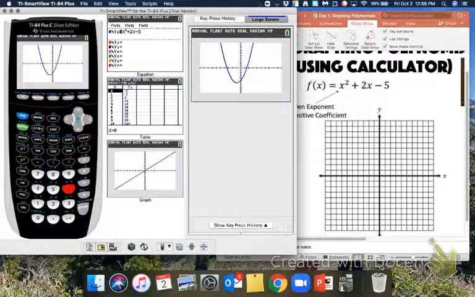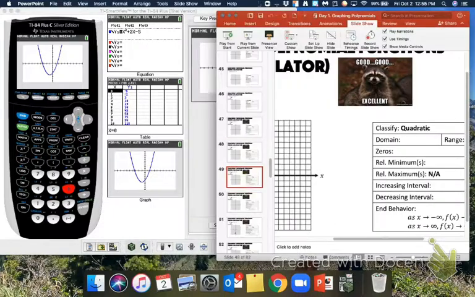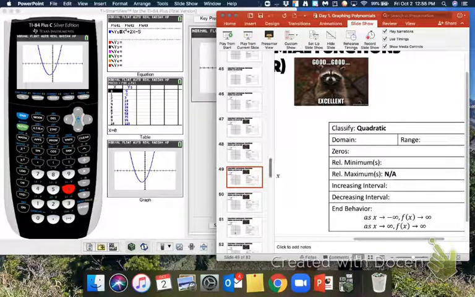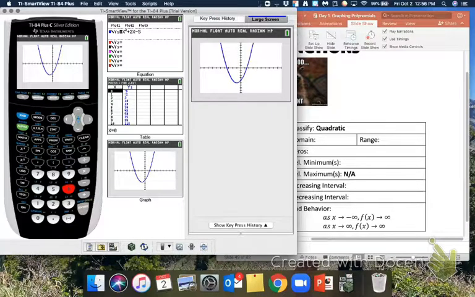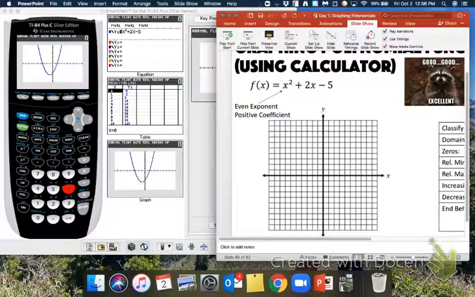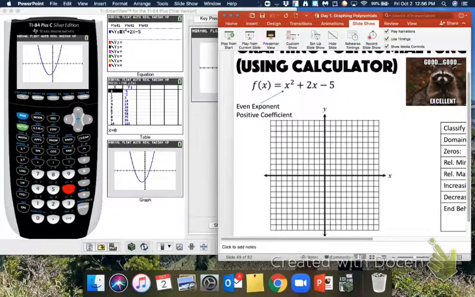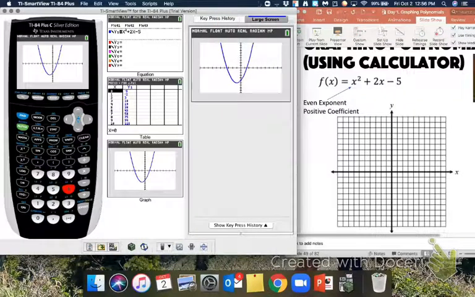But looking at this graph, I can see that there is no maximum point, right? So our relative maximum does not exist. There is not a relative maximum. Well, let's see about the minimum. There's a relative minimum, right? The relative minimum would be right there. Let's figure out what that point is so that we can put it on our graph.